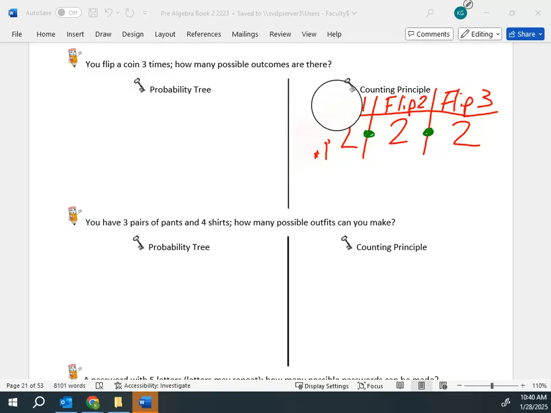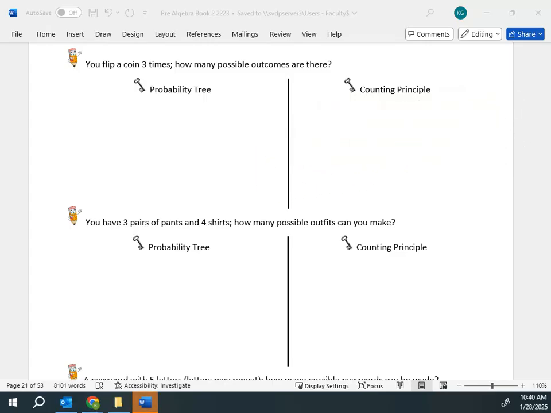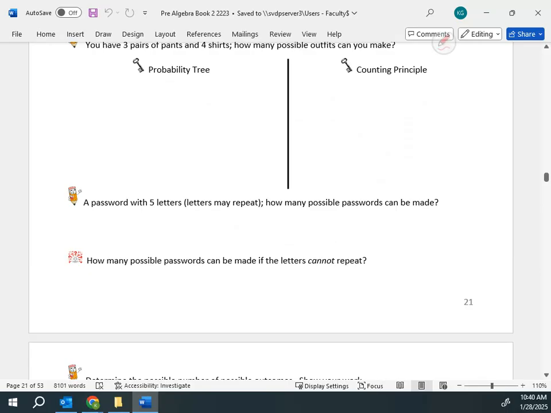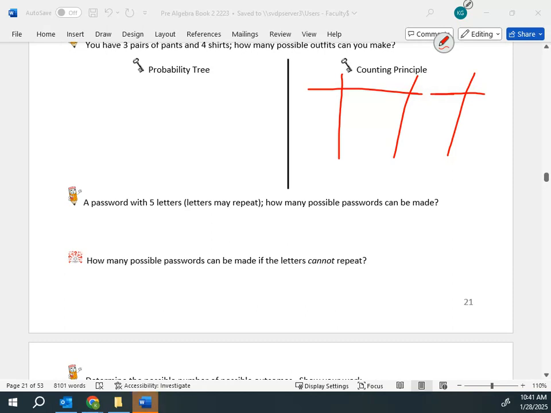If we look down at our outfits, event 1 would be what? What should I label it as? David? Pants.